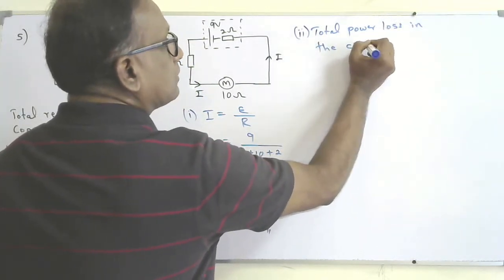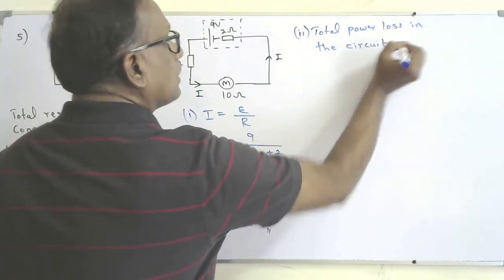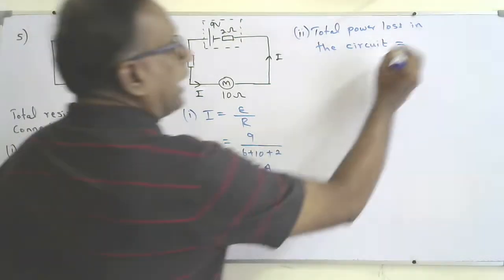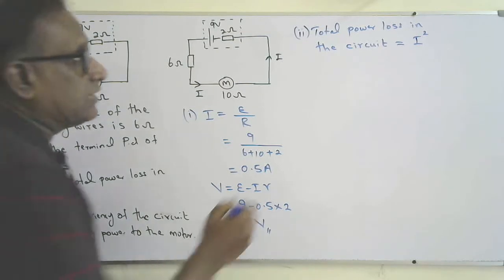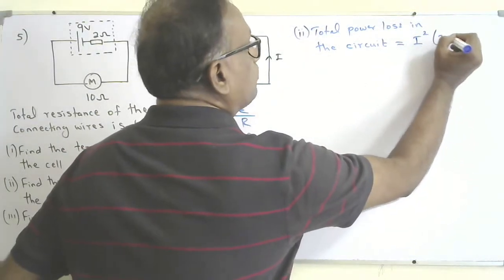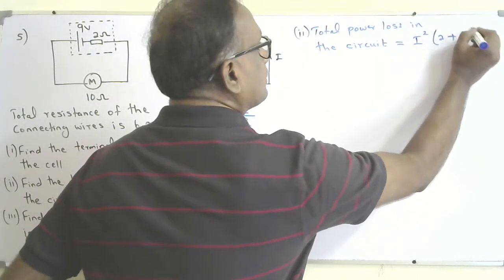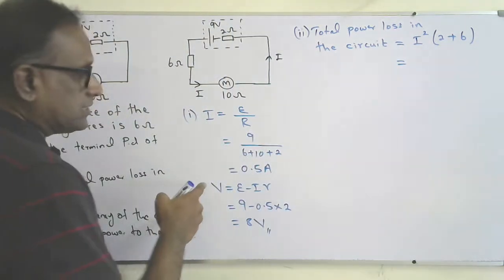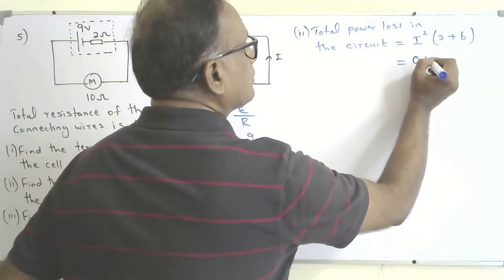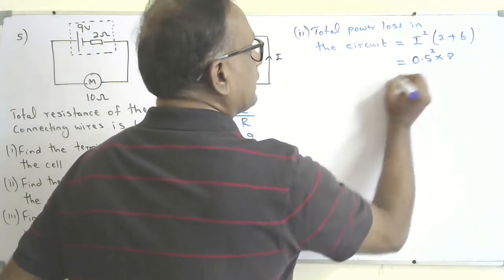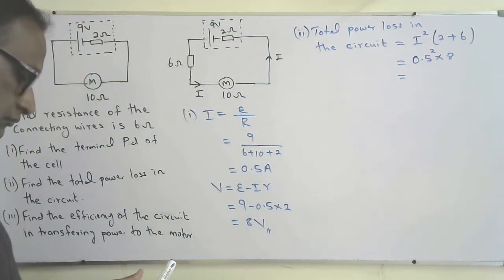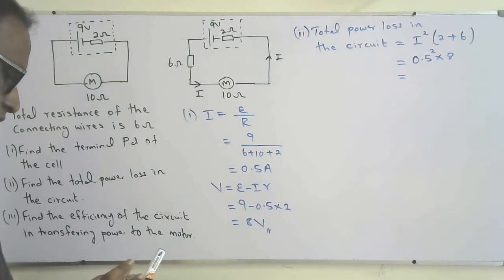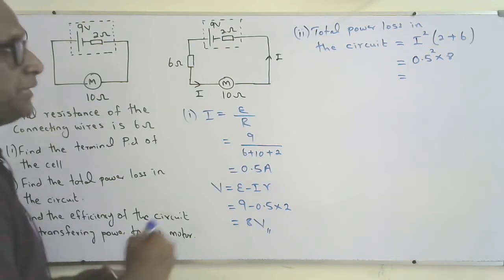That will be I squared, because these are power wasted. They are going to be converted to heat, right? I squared times 2 plus 6. The current we found is 0.5, squared, times 8. That will be 2 watts.